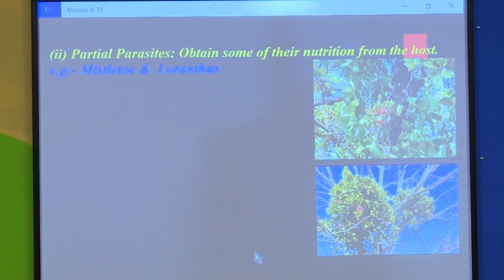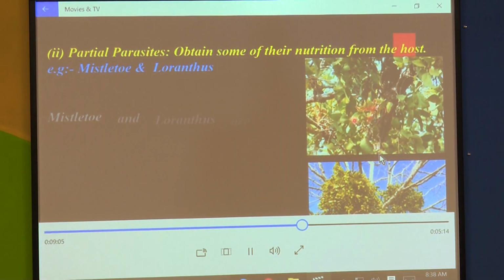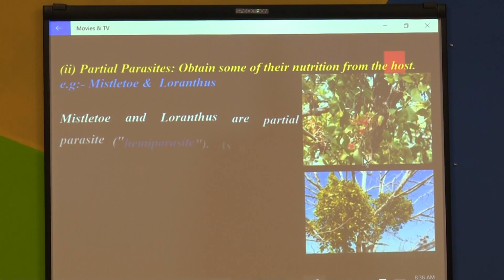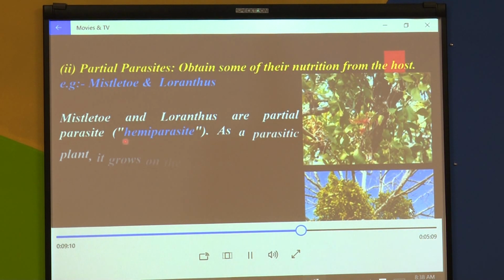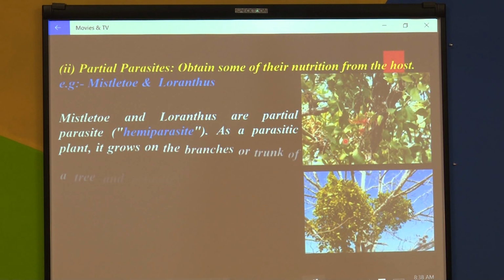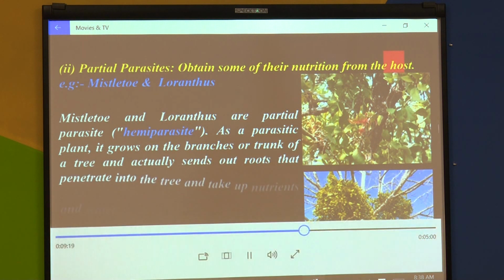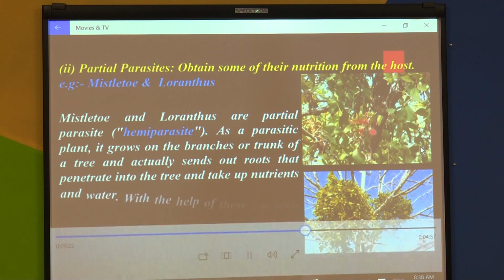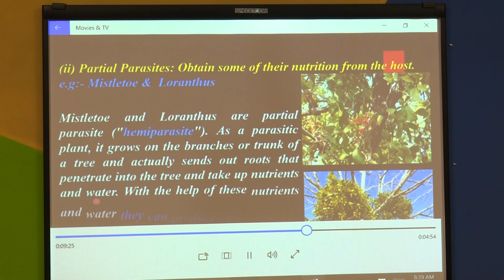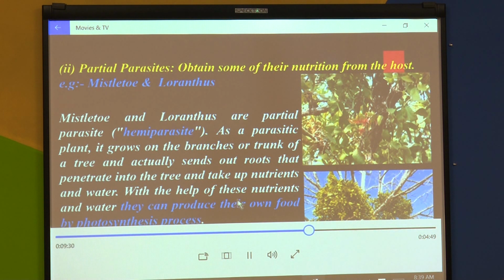Okay. So see, examples of these partial parasites are Mistletoe and Loranthus. Here is the first structure, which is of Mistletoe, and the second one is Loranthus, which are partial parasites, also called hemiparasites. As a parasitic plant, it grows on the branches or trunk of a tree and sends out roots that penetrate into the tree and take up nutrients and water. With the help of these nutrients and water, they can produce their own food by the photosynthesis process.